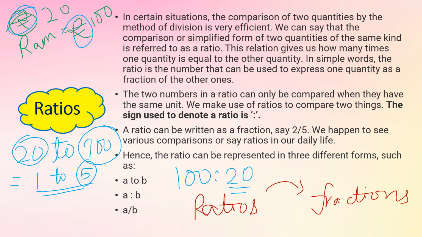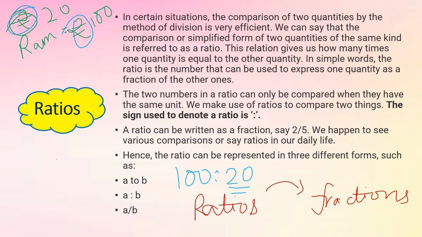So here we have 20 to 100, and we can write 20 upon 100. We write the first number as our numerator and the last number as our denominator. 20 upon 100 is not the same as 100 upon 20. These two things are different. So please see the order of the numbers while converting ratios to fractions or fractions to ratios. Clear?